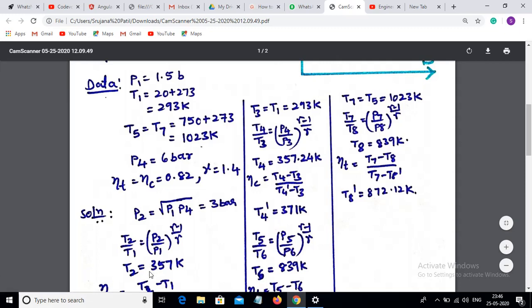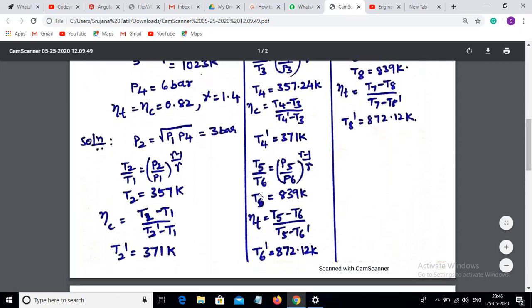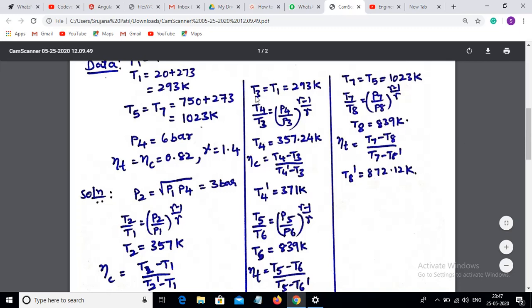So first we find out T2. We know that T2 by T1 is equal to (P2 by P1) to the power of (gamma minus 1) by gamma. If we substitute all the values, T2 is equal to 357 Kelvin. So now we have to calculate T2 dash. Efficiency of the compressor is equal to (T2 minus T1) divided by (T2 dash minus T1). By substituting all the values, T2 dash is equal to 371 Kelvin. Here, after the intercooler, T3 is equal to T1, that is 293 Kelvin.